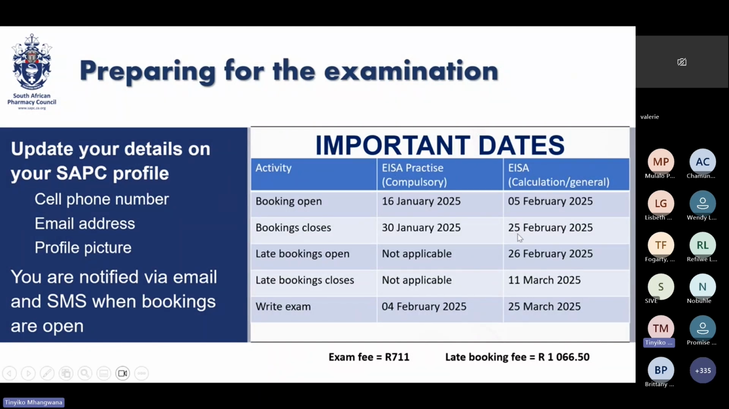Then it will close on the 25th of February. So that is the period that we are opening up for you. If you are not booked within that period, you must know that from the 26th of February, it's late booking. The charges will be 1,066.50 that you will need to pay in relation to the 711 that you would have paid if you did your things on time. And then that booking will close on the 11th of March. That is our late booking. From the 11th of March, no one can book anymore.